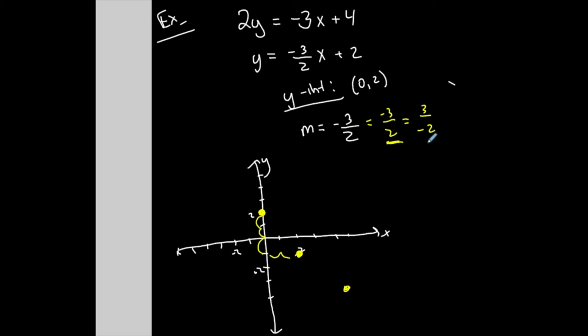If I use the situation where I put the negative on the bottom, then the change in y is positive 3. So from here, I can go up 1, 2, 3 units. But then the negative is on the bottom, so that's the negative x direction, which is left. So in this case, I would go up 3 units and to the left 2 units. But notice that it gives me the same line anyway.